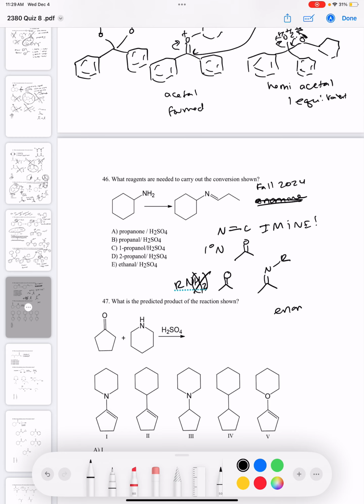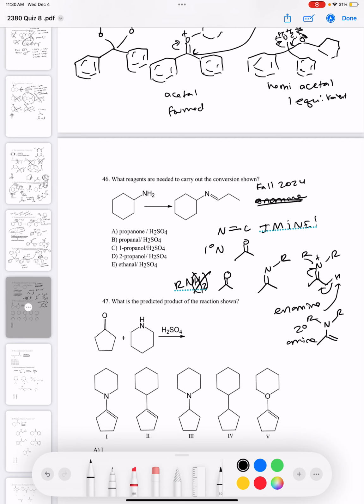An enamine is when you actually have a secondary nitrogen with two R groups, and then this would be positively charged, and so you basically get a base to do an elimination reaction, and so you end up with a double bond one away from your main site. So that's an enamine. That's with a secondary amine to make the enamine. A primary amine makes the imine.